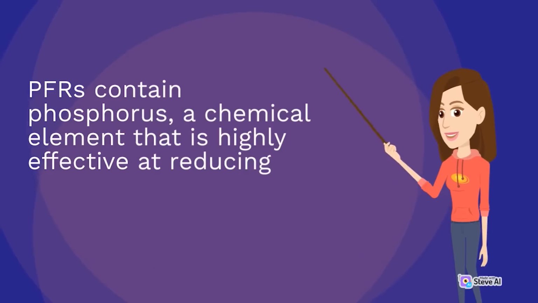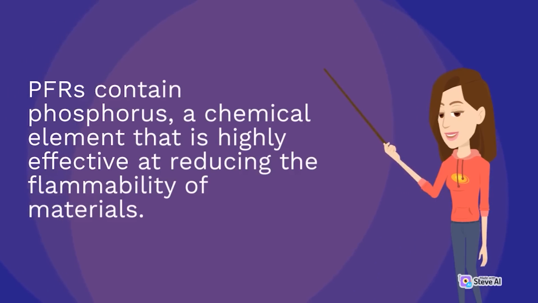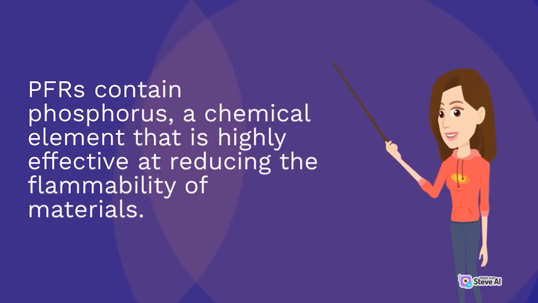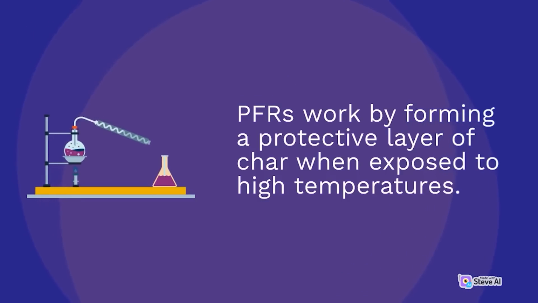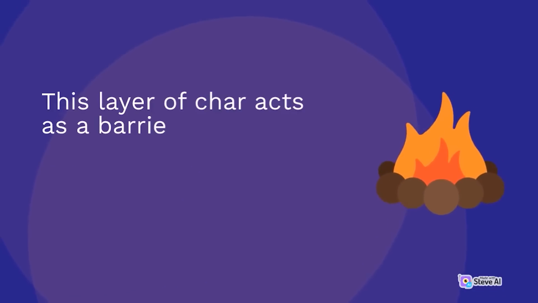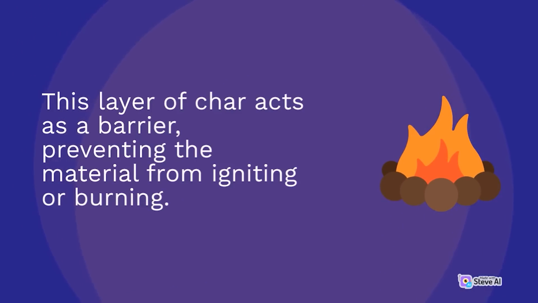PFRs contain phosphorus, a chemical element that is highly effective at reducing the flammability of materials. PFRs work by forming a protective layer of char when exposed to high temperatures. This layer of char acts as a barrier, preventing the material from igniting or burning.